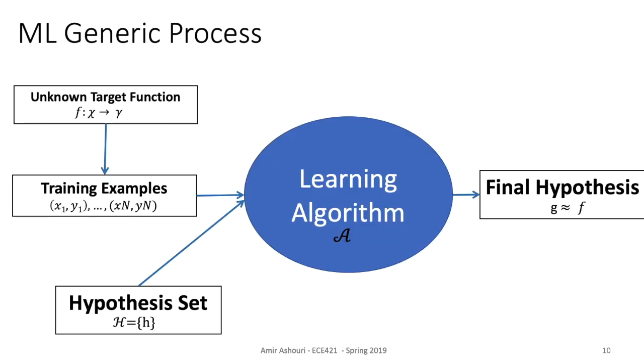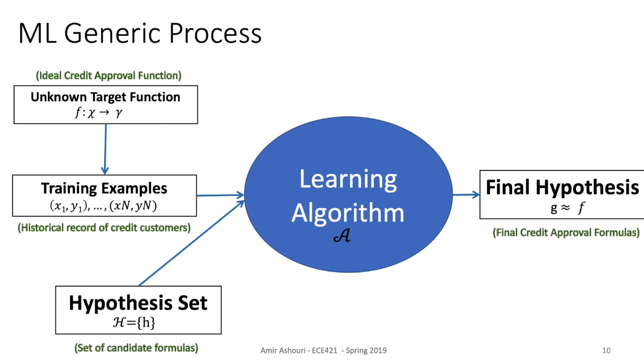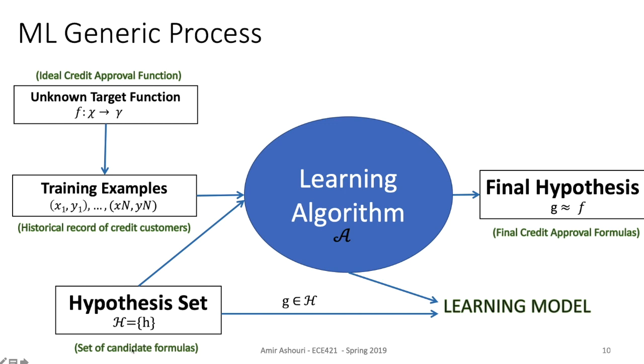All right, let's come back to the one that I showed last session. In the case of credit card approval, for our target function, you have the ideal credit approval function, which you don't know. For the training set, you have the historical records. For the hypothesis set, you have a set of candidate formulas that you want to pick from, and the one you pick is going to be your candidate. You pair it with your learning algorithm, and these two together are called the learning model, and then you come up with the final hypothesis. So this G tries to mimic the behavior of your F. I'll stop here for about 10 seconds if somebody wants to note this down.